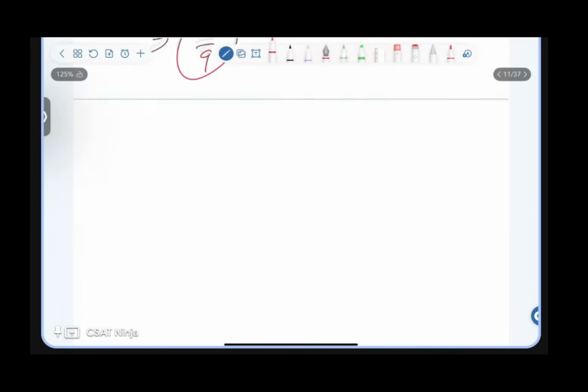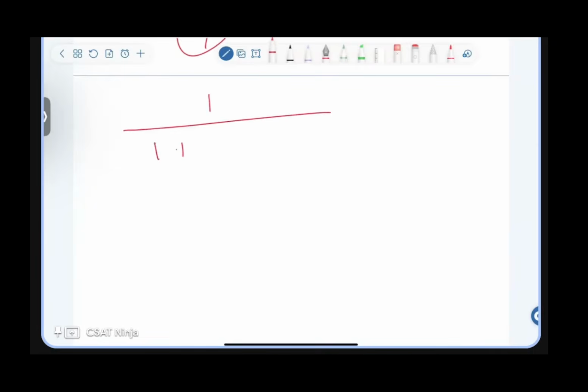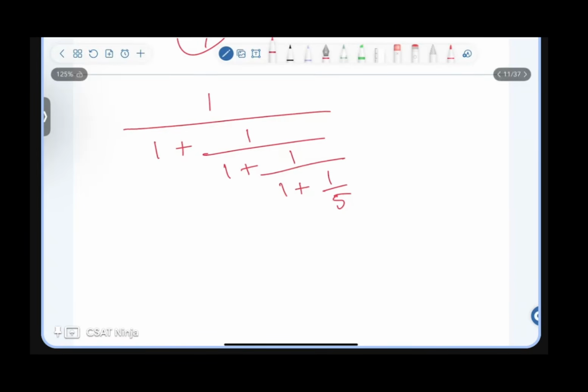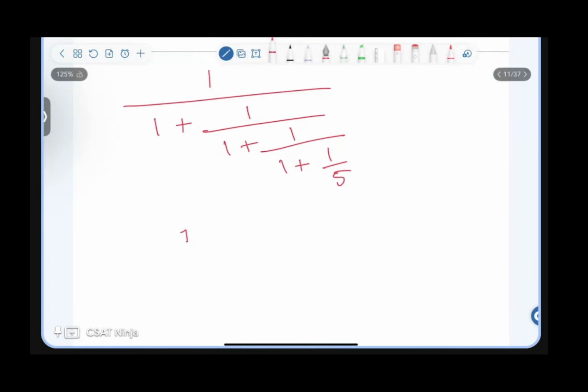Let me insert one more tab here. Let's try one more question. 1 divided by 1 plus 1 divided by 1 plus 1 divided by 1 plus 1 divided by 5. If you have a continued fraction like this, how do you do it? First, we write the numbers down, which are 1 and 5. And we count how many ones are there ahead of the plus sign, okay? We have 1 here, 2, and 3. So I'll keep 1, 2, and 3 dashes there.